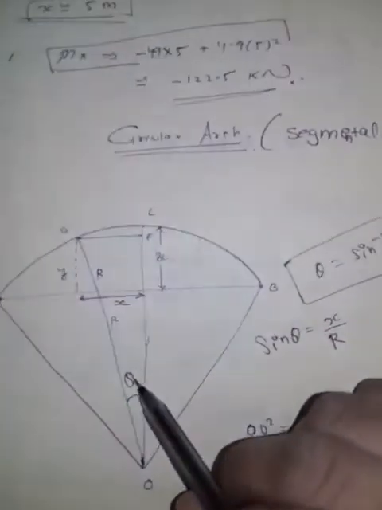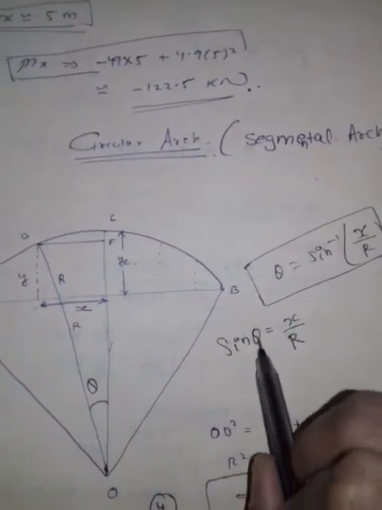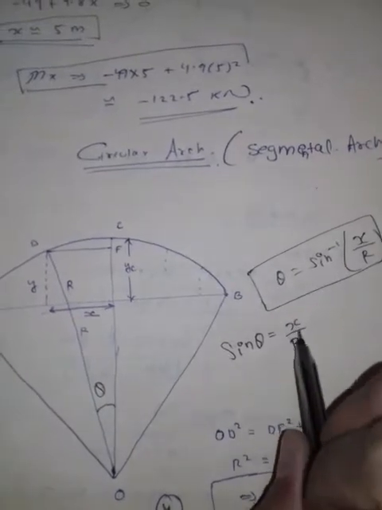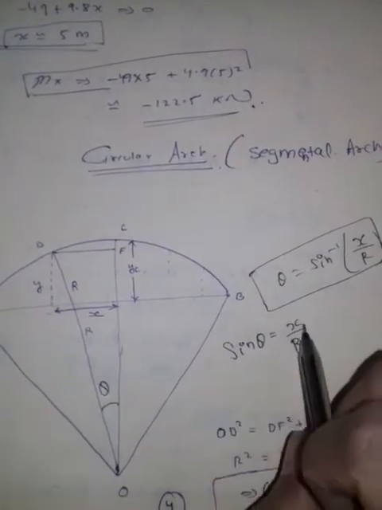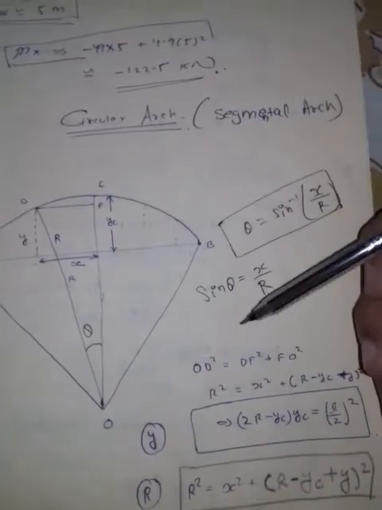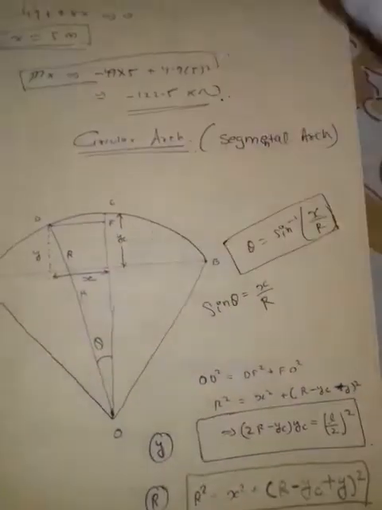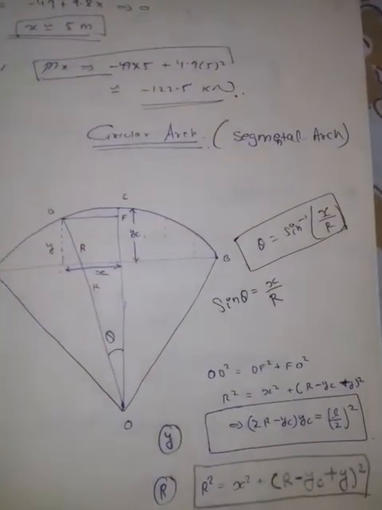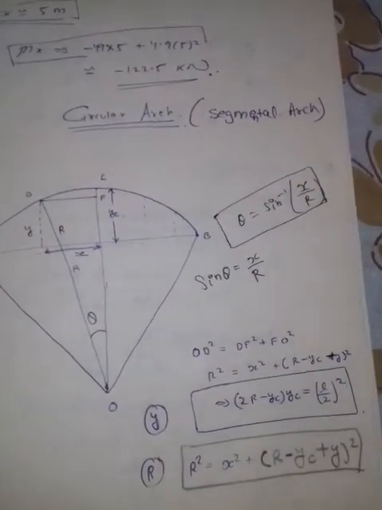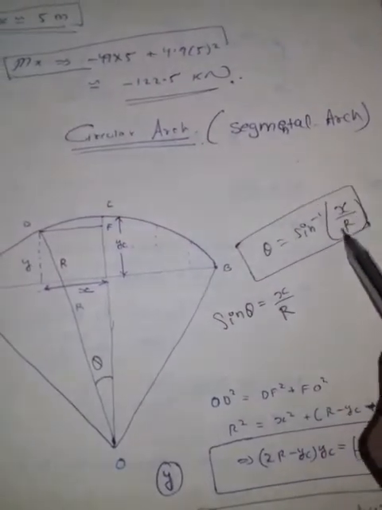So what is the formula for the slope? Sine theta is equal to x upon r, where x is any distance from the left support or the right support, and r is the radius of the arch, from where r can be calculated by this formula. Okay, so sine theta is equal to x upon r. So theta is equal to sine inverse of x upon r.